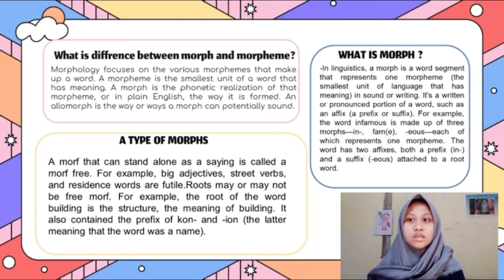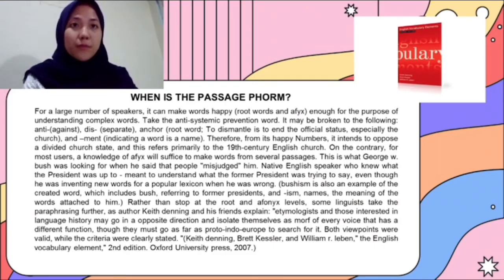And then, what is the difference between morph and morpheme? Morphology focuses on the various morphemes that make up a word. A morpheme is the smallest unit of a word that has meaning. A morph is the phonetic realization of that morpheme, or in plain English, the way it is formed. An allomorph is the way or ways a morph can potentially sound.